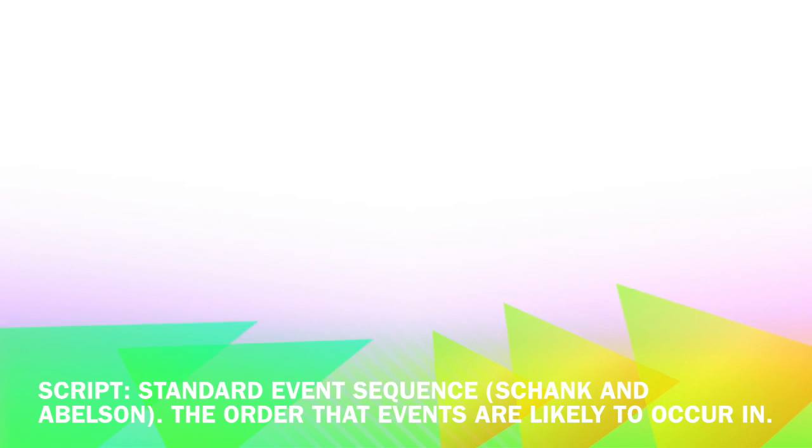A script is a standard event sequence that orders the order that events are likely to occur in. There are three kinds of schemas. Situational, which would be like going to a restaurant or going to the hospital. Personal, which would be like if you were at a restaurant, your motivation would be maybe to get to know the waitress or to order food. Instrumental would be like lighting a cigarette, those mechanical things, like cooking food, that don't really take much thought.